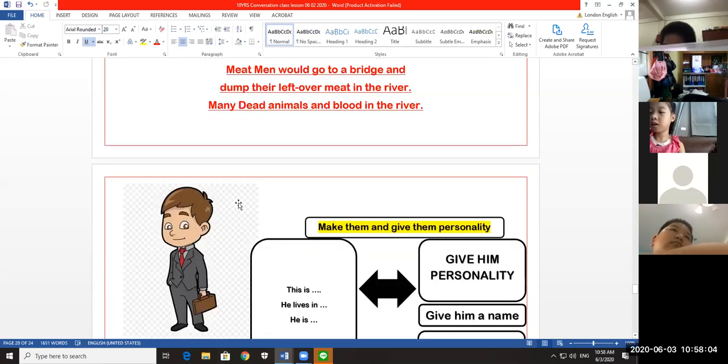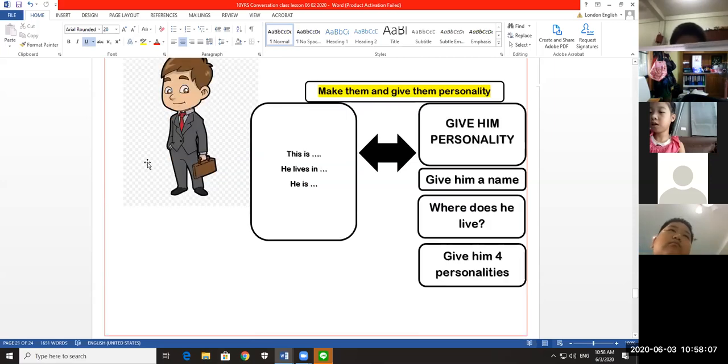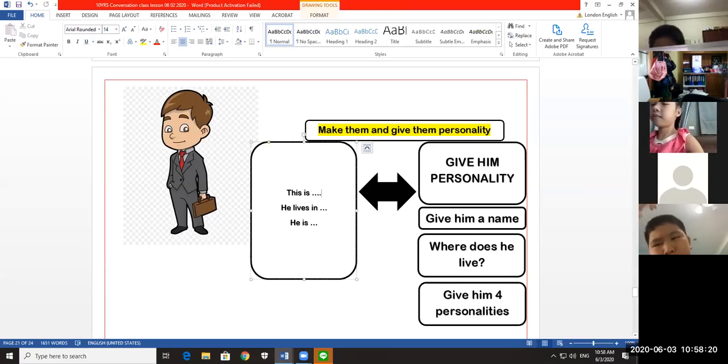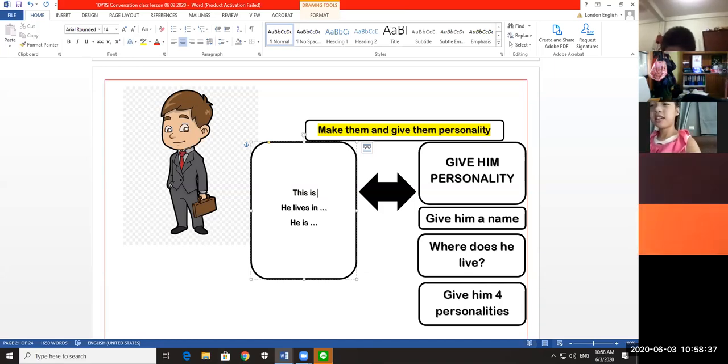Okay, here's a little game for you, okay? Let's have a look at this character. We're going to give him a personality, okay? So let's think of a name for him. What's his name? Think of a name. Tonmai. Okay, did you say Tonmai? Okay. This is Tonmai.